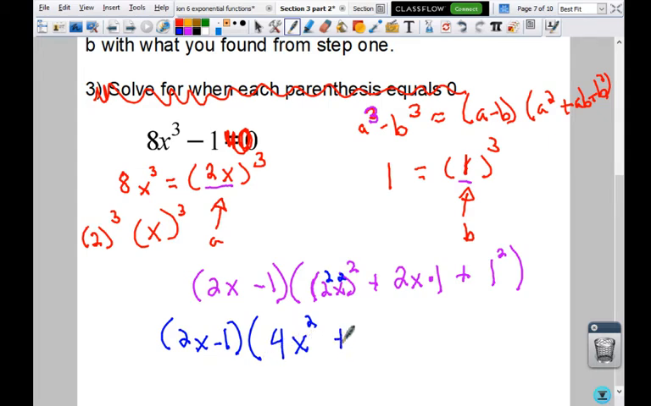And then I'm going to go plus, what's 2x times 1? Just 2x, right? And then plus, we just said 1 squared is 1. Now, this is my final answer. So the difference of cubes usually is just a little bit more work than difference of squares. So this is my final answer.